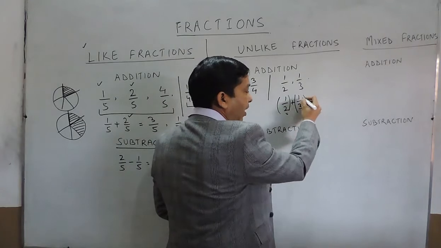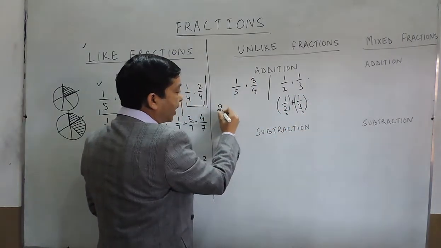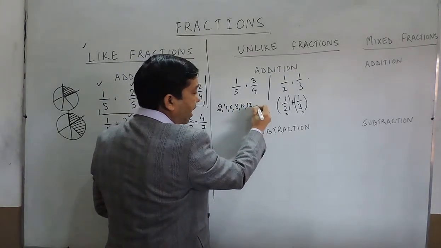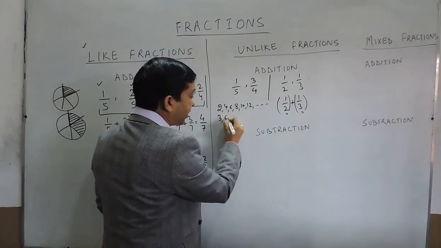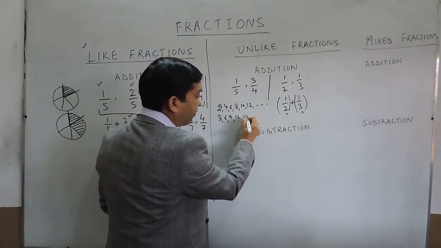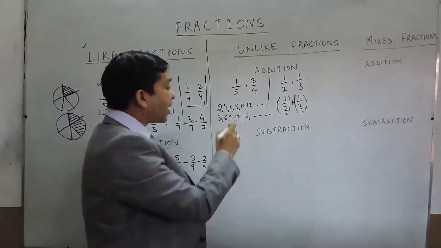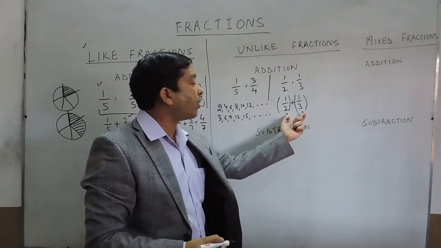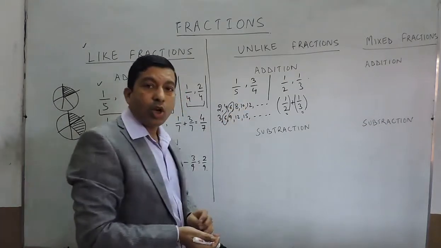1 upon 2 and 1 upon 3, the denominators are different. If we take the table of 2, it is 2, 4, 6, 8, 10, 12 and so on. If we take the table of 3, it is 3, 6, 9, 12, 15 and so on. First of all, we have to find the common value in these two so that we can equate the denominators. The common value in these two is 6.